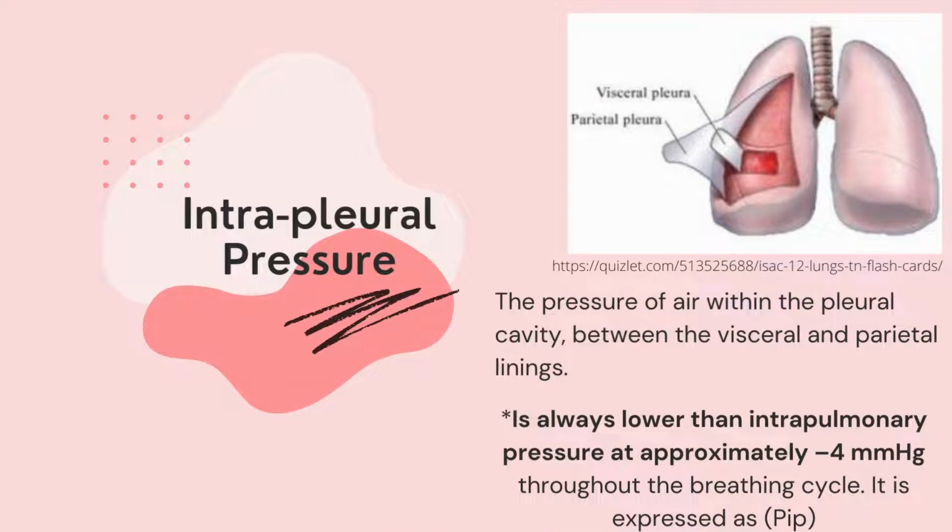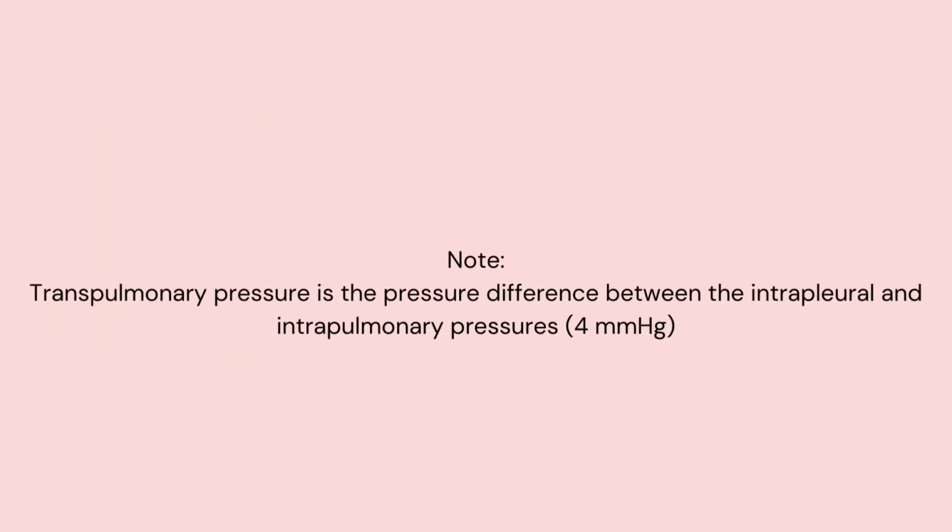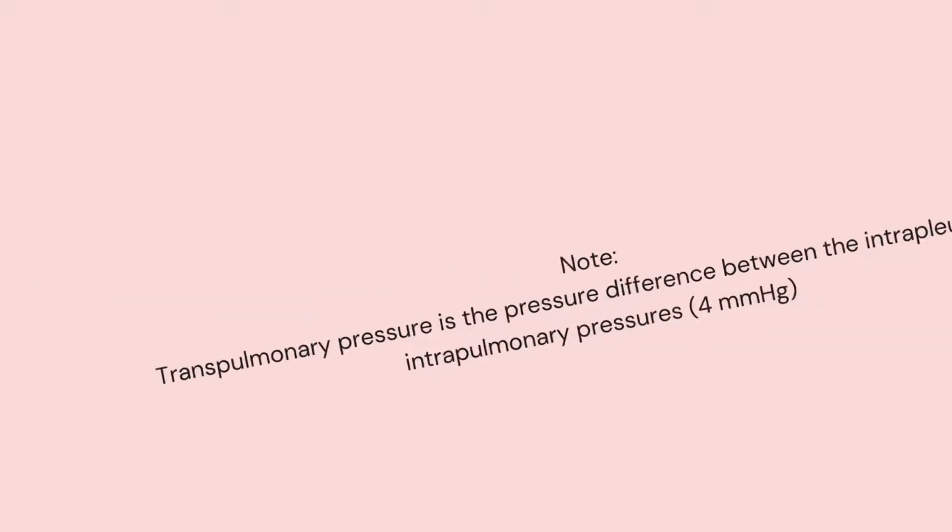Intrapleural pressure is the pressure of air within the pleural cavity between the visceral and parietal pleura. Due to certain characteristics of the lung, intrapleural pressure is always lower than intrapulmonary pressure. Intrapleural pressure remains approximately -4 mm of mercury throughout the breathing cycle. Transpulmonary pressure is the pressure difference between the intrapleural and intrapulmonary pressure, which is approximately 4 mm of mercury.